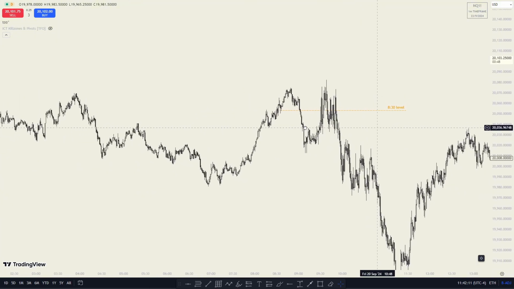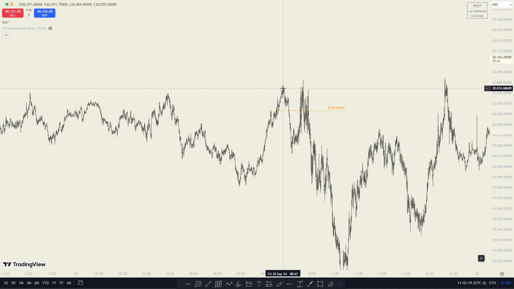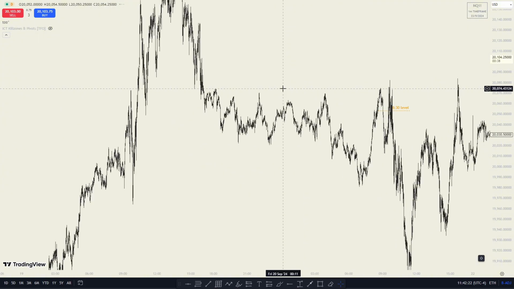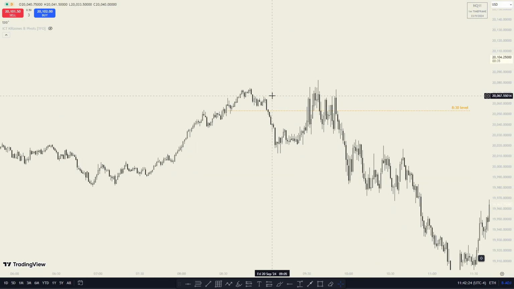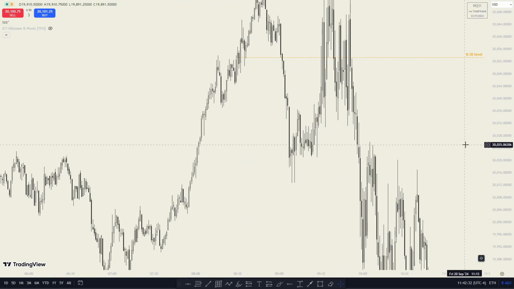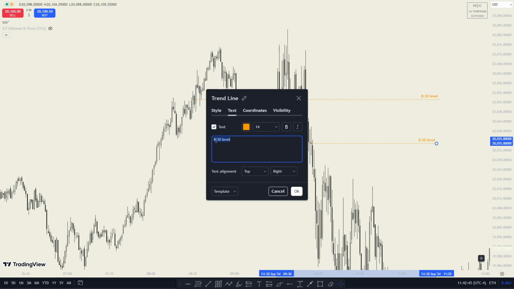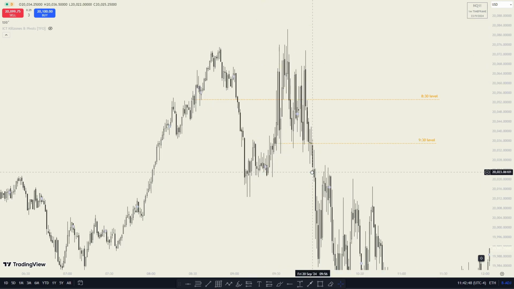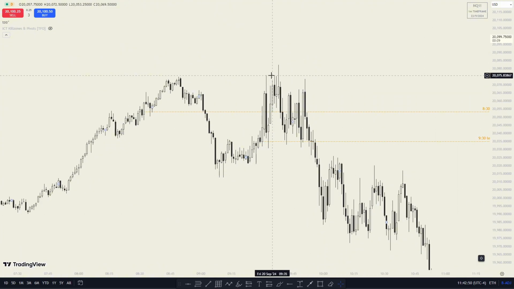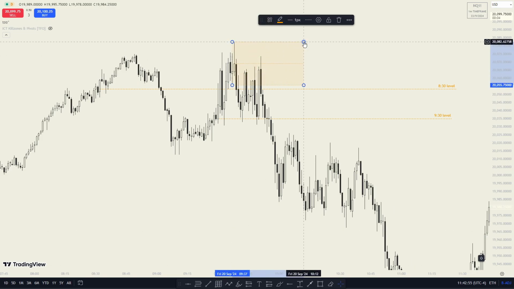Let's look at different examples. As you can see, 8:30 opening, we moved up, and here you could find a short if there is something from your model, for example, this breaker block. Here is your 9:30 opening. As you can see, we manipulated up, and then we moved lower, and you could use this zone.